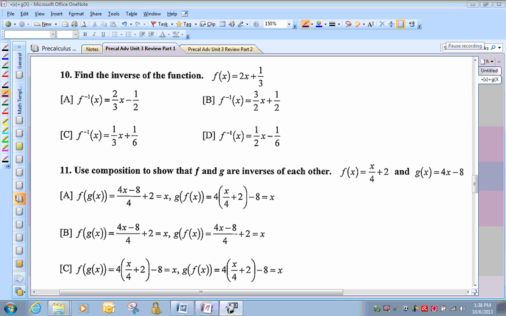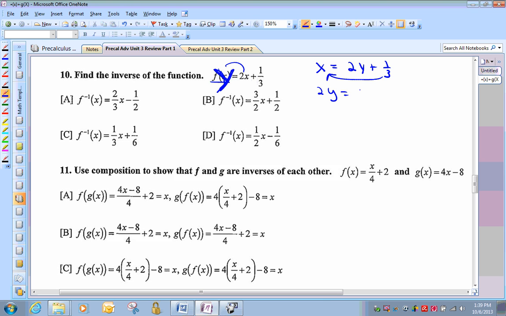Find the inverse of the function. So this time we're just finding it. We're going to write that as a y value. Make that a y, and then we're going to switch our x and our y. So we're going to make this x equals 2y plus 1/3. The first thing we're going to do is subtract the 1/3, and we'll get 2y equals x minus 1/3. And then we're going to divide by 2.